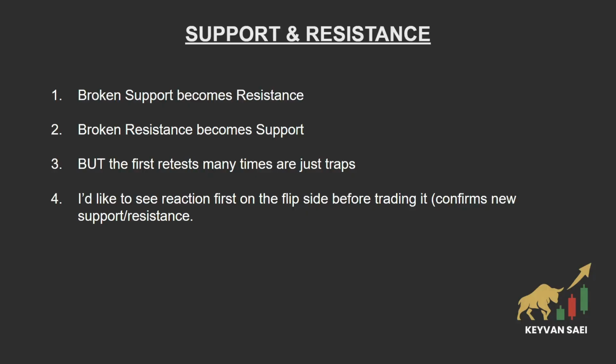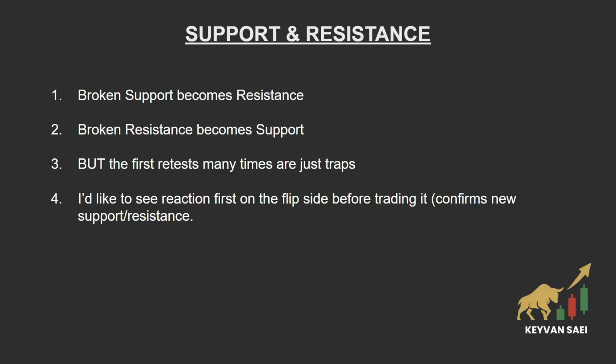That's the thing. So point number three, I explain how many first retests are just traps. Many times it happens where we have a resistance, price breaks it, and it's just a trap. It's just a fake out, and instead of retesting the resistance and immediately becoming support, it just completely fails, manipulates the resistance highs, and then just collapses completely, and the opposite for a support.